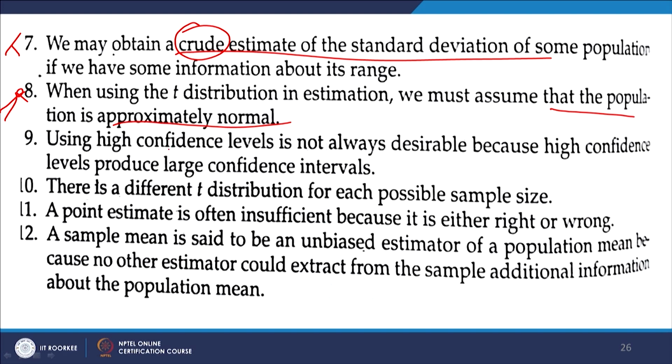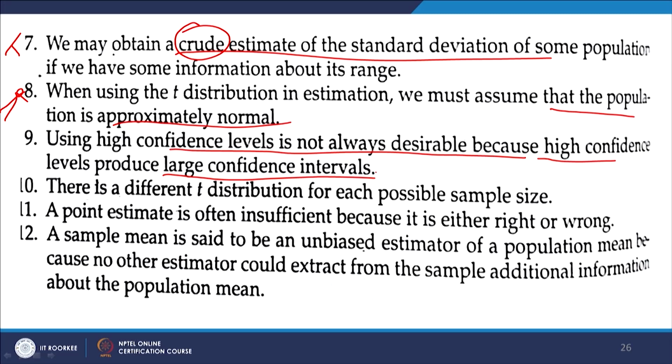Using a high confidence level is not always desirable, because high confidence level produces a large confidence interval. Is this true or false? We always use confidence level of let us say 90% or 95% or 99%. We do not use confidence level of let us say 30% or 40%. So, this statement is true, because as we increase confidence level, the confidence interval will also increase.